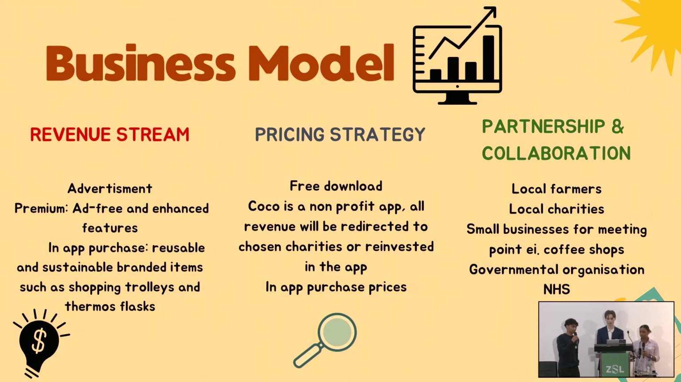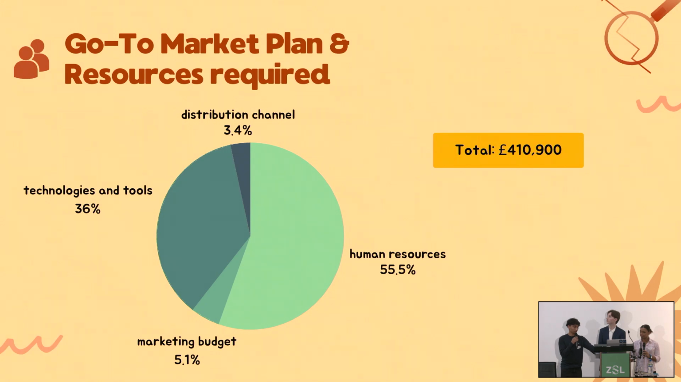So our pricing strategy is basically it's going to be a free download, like I've said, and there will be a premium version. However, because Coco is a non-profit app, there will also be volunteers, which will help contribute for the app. We will also partner with local farmers and charities, which will help aid us in collecting money. To set the whole company and get it running, it will cost around £410,000. And from the pie chart, you can see how the money will be distributed.